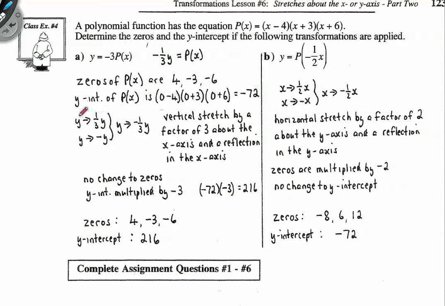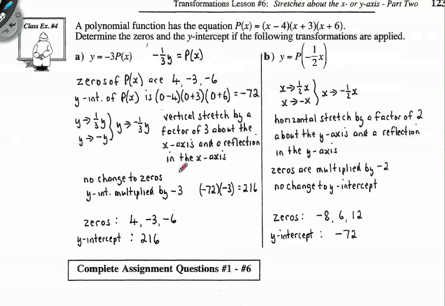So what's actually happening, we can see if we bring this -3 over to the other side, we can read it like that. Vertical stretch by a factor of 3 and a reflection on the x-axis. So there's not going to be any change to the zeros themselves because of an x-axis reflection. Anything on the x-axis stays put. And a vertical stretch stretches about the x-axis itself. Nothing on the x-axis moves in a vertical stretch. So no change to the zeros.